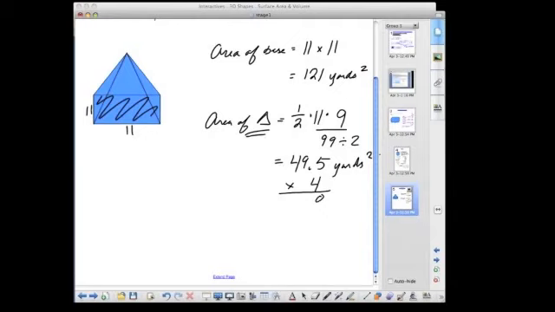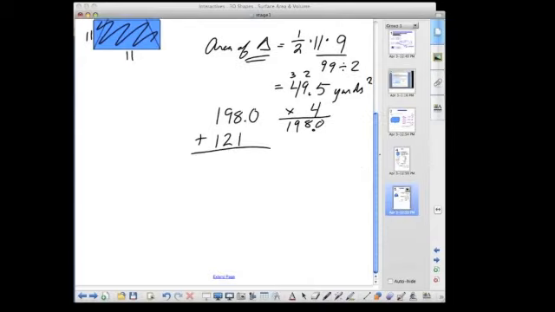4 times 5 is 20, carry the 2. 4 times 9, 36, plus 2 is 38. 4 times 4 is 16, plus a 3 is 19. I have one decimal place, so I need to include that. The area of all 4 triangles is 198.0 yards squared, with the area combined with the area of the square base, which is 121 yards. I'm going to get a total surface area of my square pyramid to equal 319 yards squared.